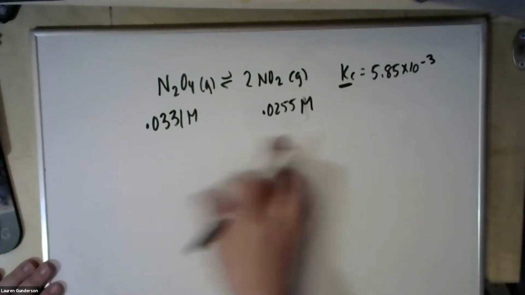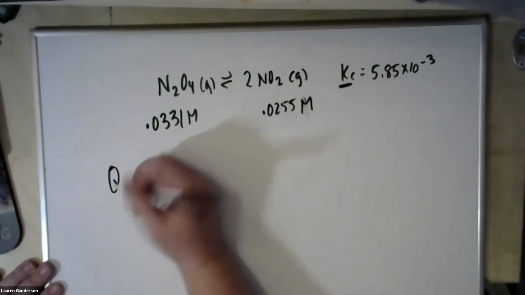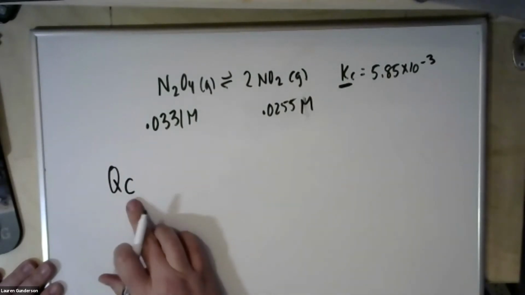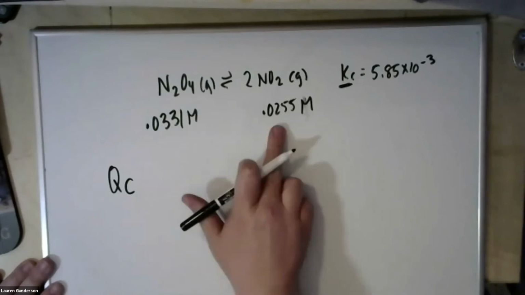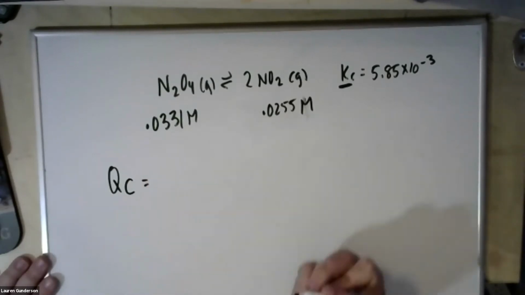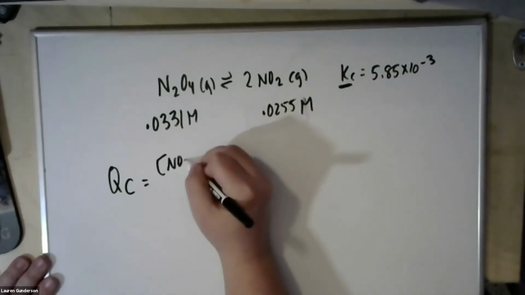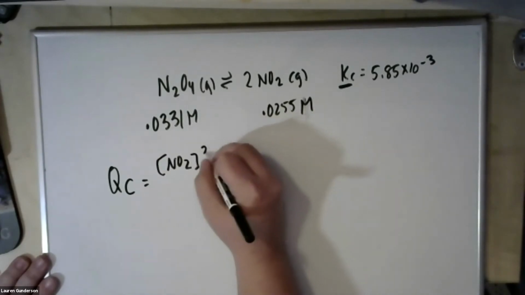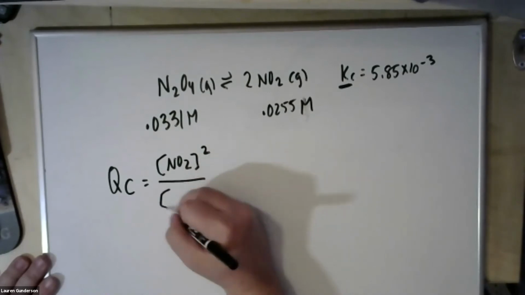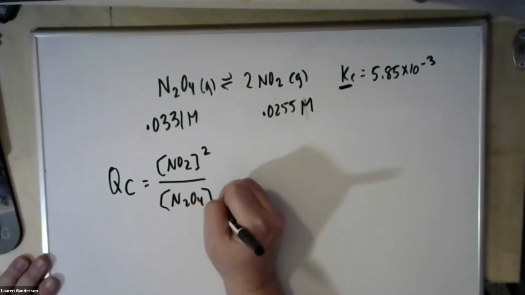Okay, so in this case, we're going to calculate Qc. You'll notice that it's C because we're using concentrations again. And we're going to do the products over the reactants, raised to the coefficients. So it'll be NO2 squared over N2O4.